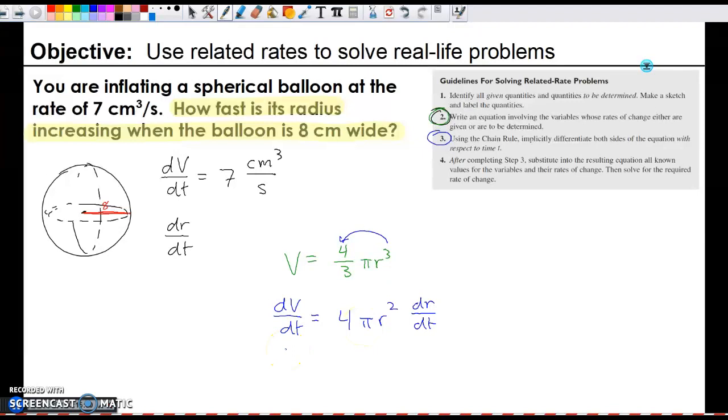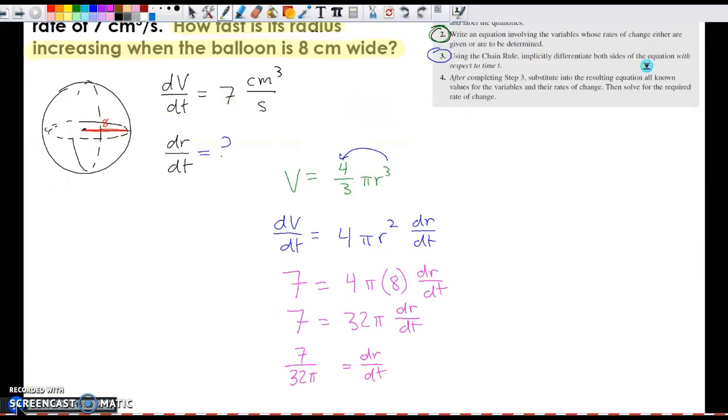Now I'll plug in what I know. This is still step 3, so I'm plugging in what I know and doing the algebra. Again, I have to pause the video just for brevity's sake, but you plug in what we already know. And I'm trying to solve, remember, for dr/dt. So I'm going to pause, draw everything in, and you'll see the answer in just a moment. Providing that I made no errors here, you can see that dr/dt is 7/32 pi.